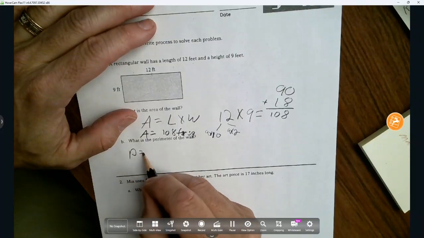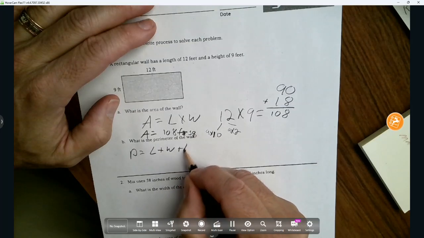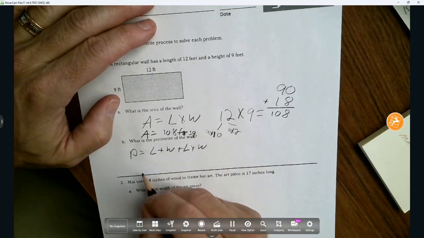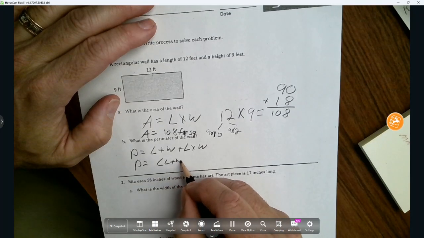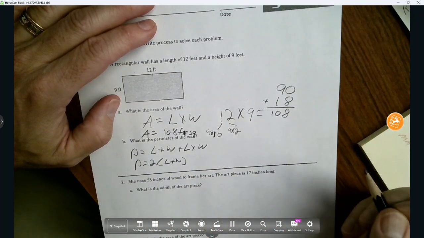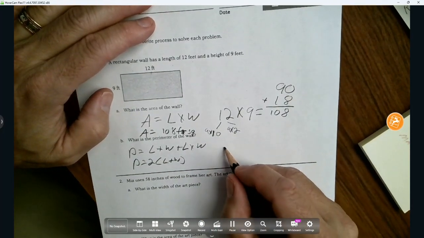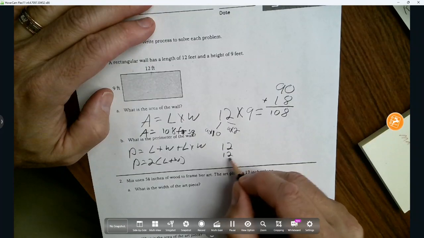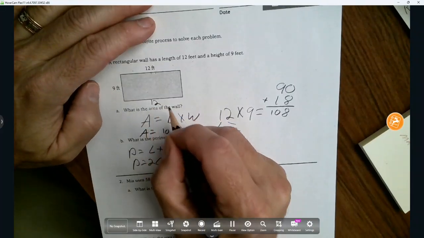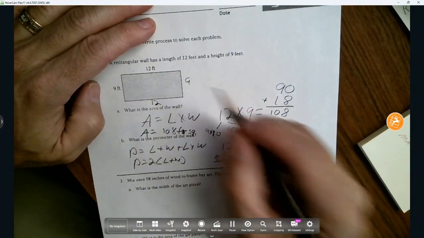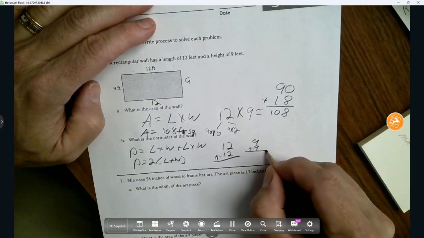Remember, perimeter equals length plus width plus length plus width. Or perimeter equals length plus width times 2. Okay, so you can find it and multiply it by 2. Or we take both the lengths because there's 2, right? We have the top and the bottom one. We know this one's going to be the same. This and this will be the same. So we got 12 plus 12, and we have 9 plus 9.